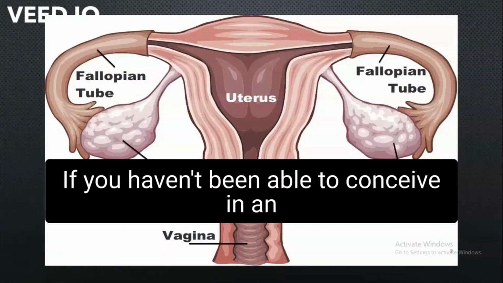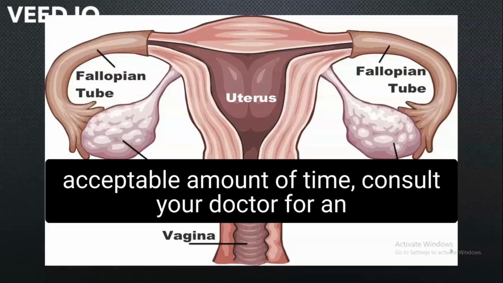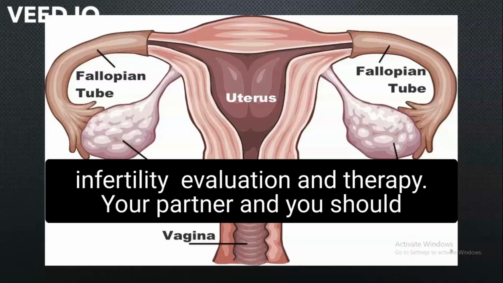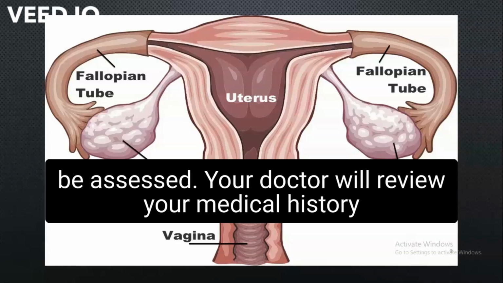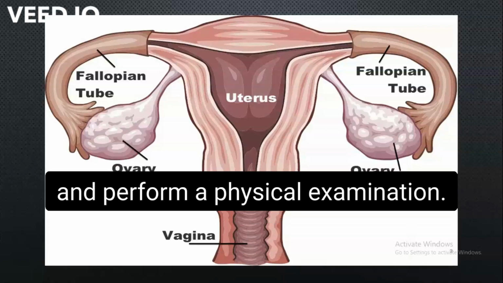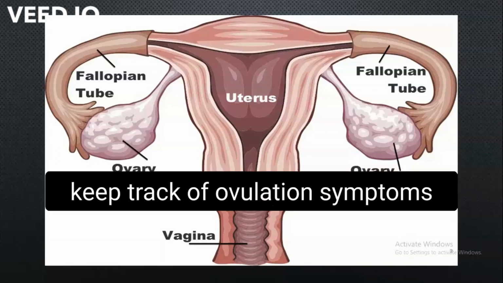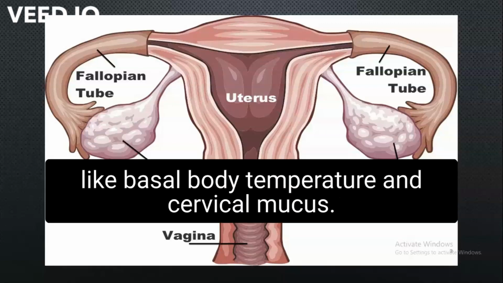If you haven't been able to conceive in an acceptable amount of time, consult your doctor for an infertility evaluation and therapy. Your partner and you should be assessed. Your doctor will review your medical history and perform a physical examination. Your doctor may ask you to keep track of ovulation symptoms like basal body temperature and cervical mucus.